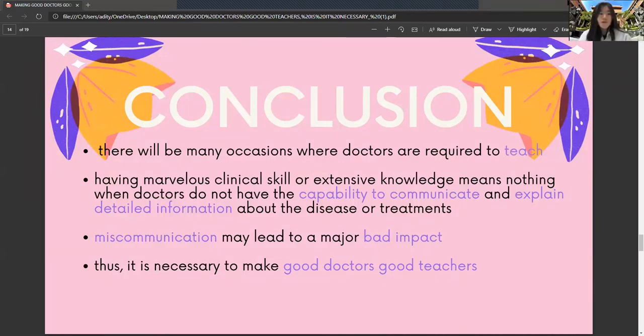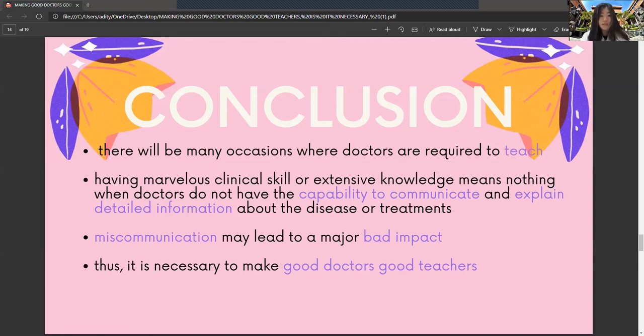In conclusion, we can conclude that a good teacher can be defined as a person who is friendly, a patient listener, has principle, lighthearted, and most importantly, possesses the capability to transfer information or knowledge in a way that is understandable by the other party. Conclusively, being a good doctor requires the competencies of a good teacher too. Having marvelous clinical skill or extensive knowledge means nothing if a doctor does not have the capability to communicate and explain detailed information about the disease or any other medical treatment that is being given to their patients.